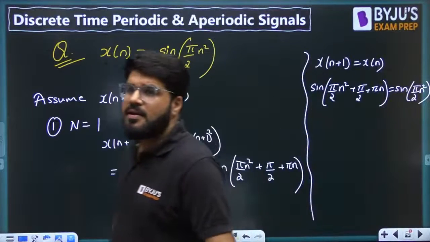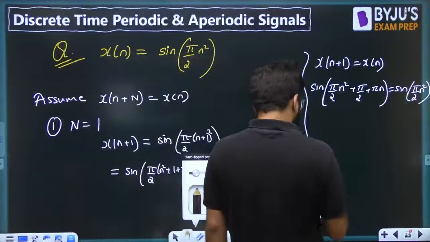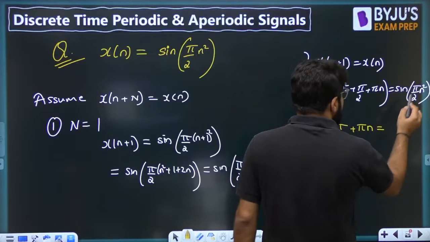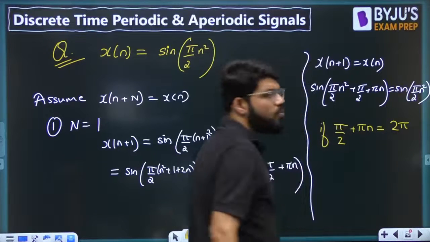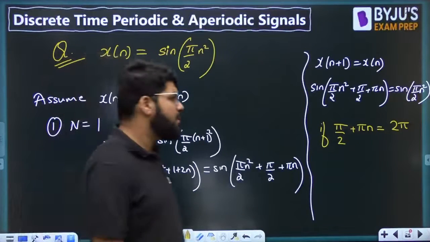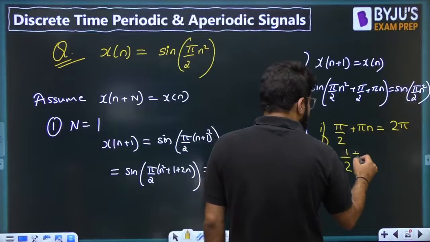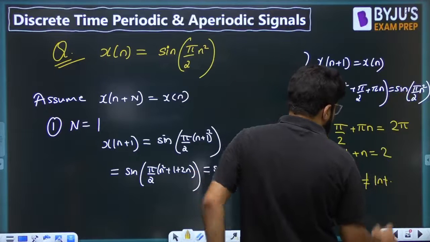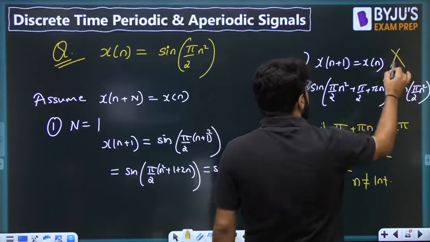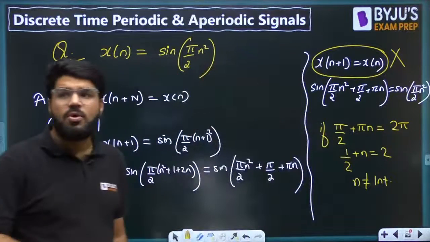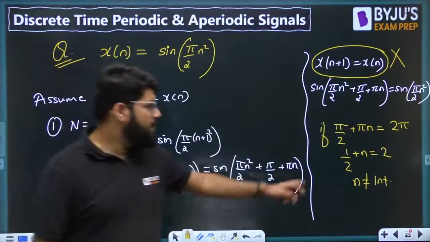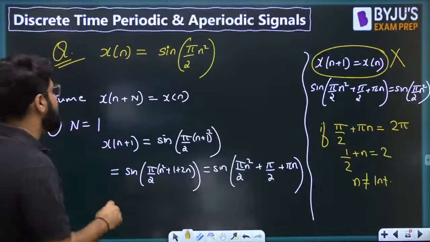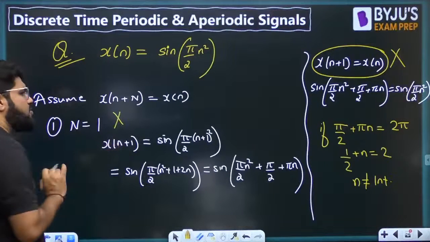Now see, dear, this is again possible if pi by 2 plus pi n is equal to 2 pi, or any multiple of 2 pi. Can this be possible? Cancelling pi, 1 by 2 plus n is equal to 2, right? And n will not be an integer, so this is wrong. Half plus n equal to 2 only if n is 3 by 2, but time has to be an integer. In discrete time domain, time has to be an integer. So this N equal to 1 is not the correct period.